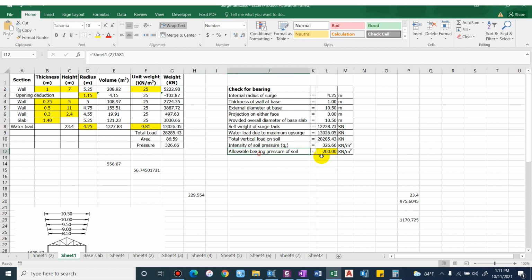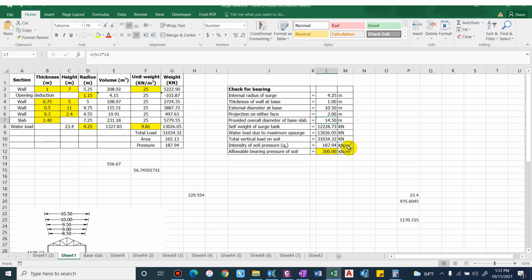And we have allowable bearing pressure as 200 kilonewton per meter square. So it obviously exceeds the allowable pressure, so we have to provide projection. Let us provide projection of 2.5, so this comes as 168.84. Let us provide 2, 187. Let us provide 1.5 on either side, 209. Let us provide 1.75, 199.06. So a projection equal to 2 meter will be sufficient to satisfy the bearing pressure of soil.